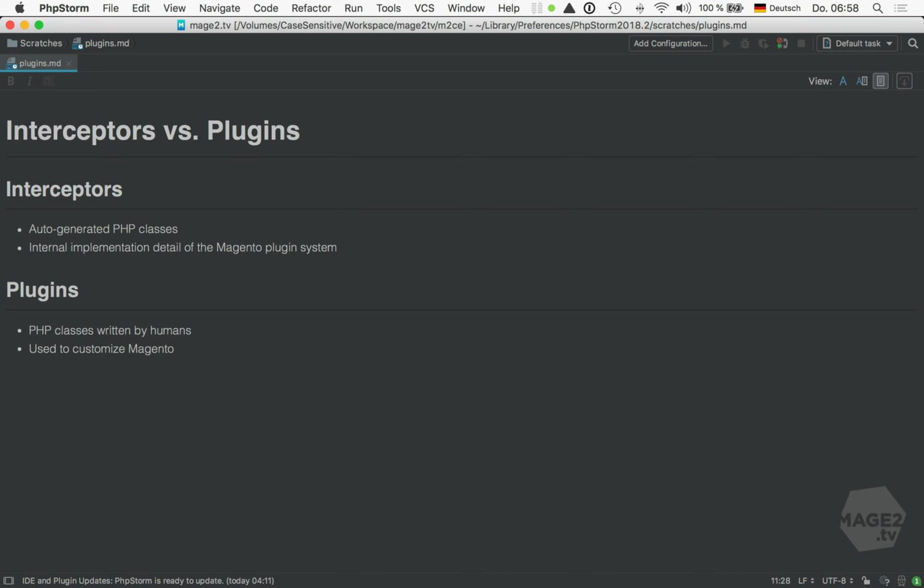In general, whenever we are talking about the internal mechanics, we may refer to the interceptor classes. In all other cases, we will be talking about plugins. We might encounter the generated interceptor classes while debugging our plugins, for example. Okay, so with that out of the way, let's look at how to use plugins.